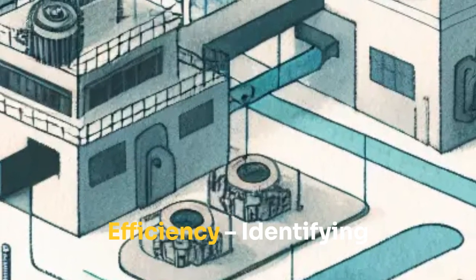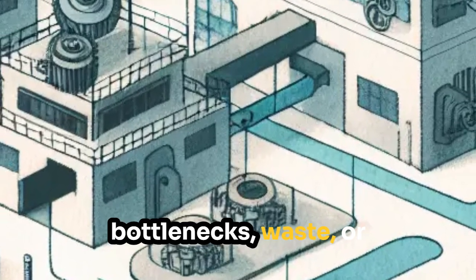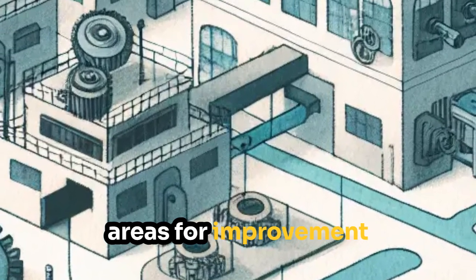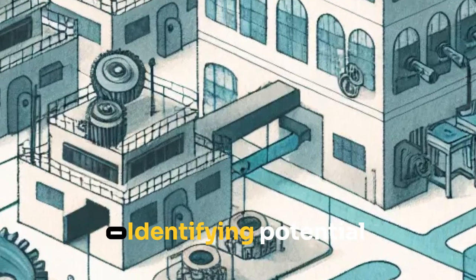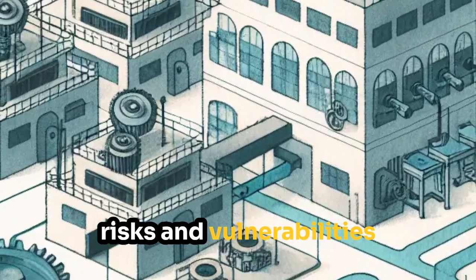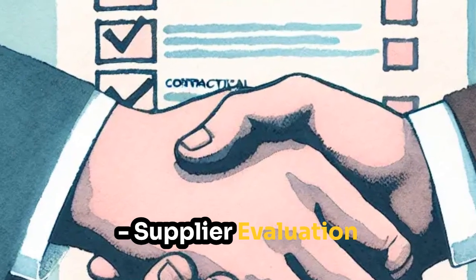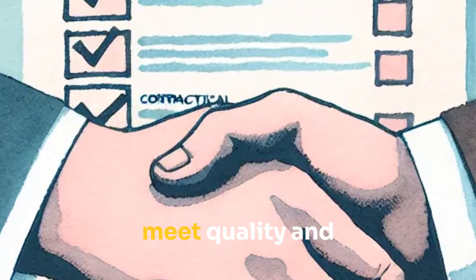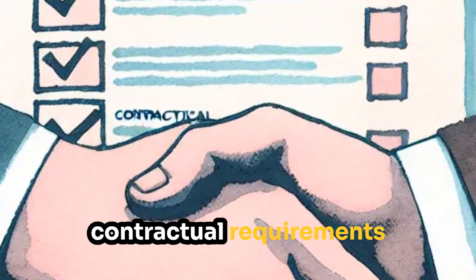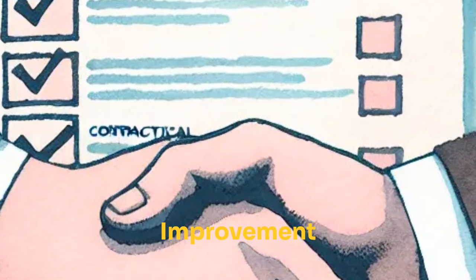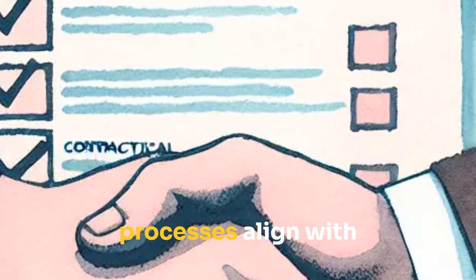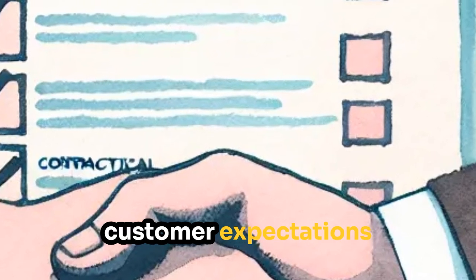Assessing process efficiency, identifying bottlenecks, waste, or areas for improvement. Risk management, identifying potential risks and vulnerabilities. Supplier evaluation, verifying that vendors meet quality and contractual requirements. Customer satisfaction improvement, assessing whether processes align with customer expectations.